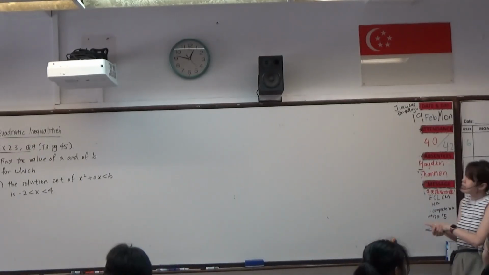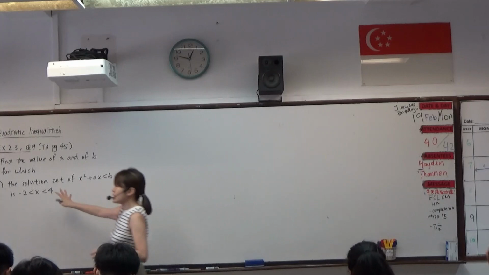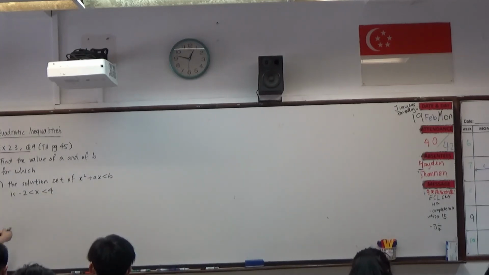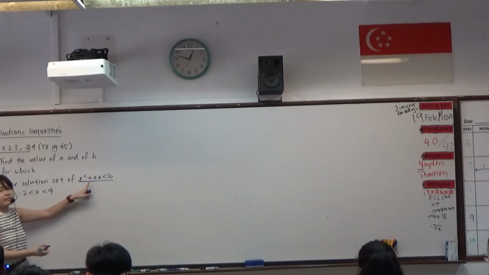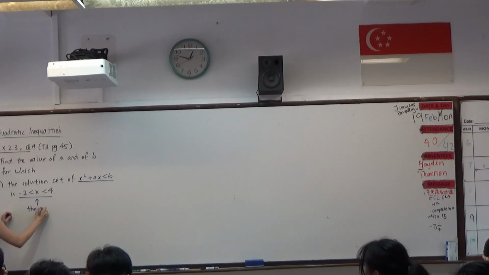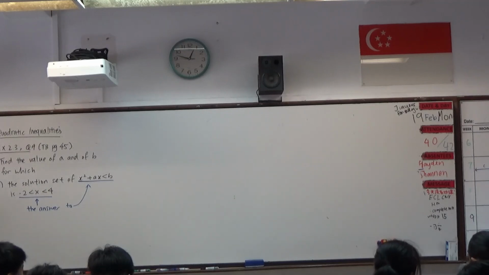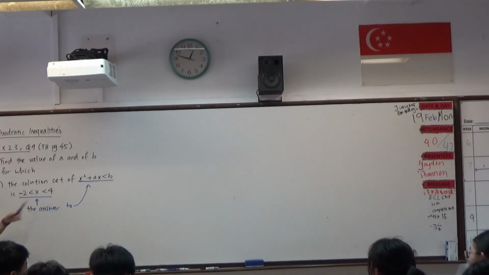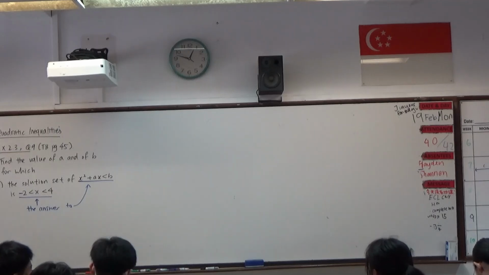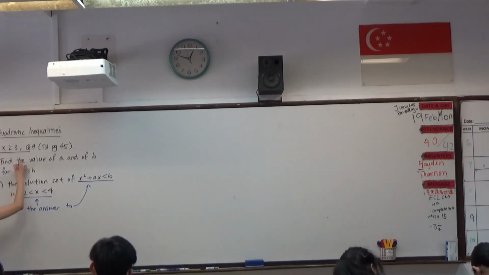The question says we want to find the value of a and b such that the question has given us the solution to this inequality. So when we solve this inequality, this will be the answer. Negative 2 to 4 is the answer to x squared plus ax less than b. So our question is asking us to find the value of a and b. So what are we supposed to do in this case?